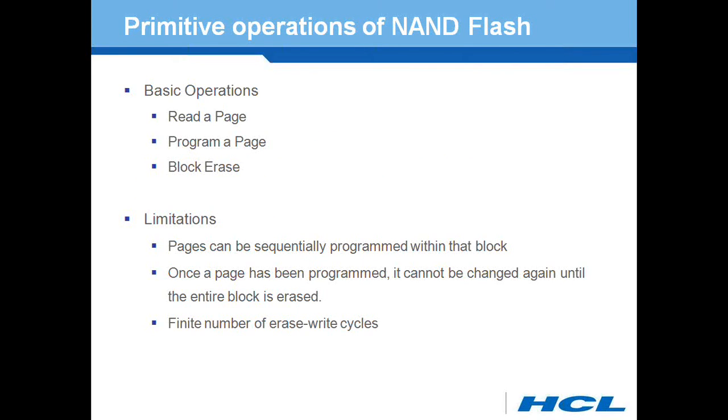So far we have discussed what NAND is, what its applications are, how NAND flash differs from hard disk, RAM and NOR flash, and the physical organization of the NAND flash. Next we are going to see the primitive operations required for a NAND flash. Flash basically has three operations: reading a page, programming a page, and erasing a block. All these three operations are needed to store data inside a flash.